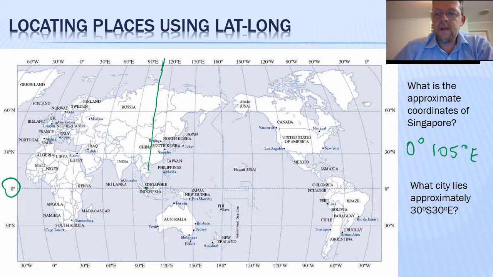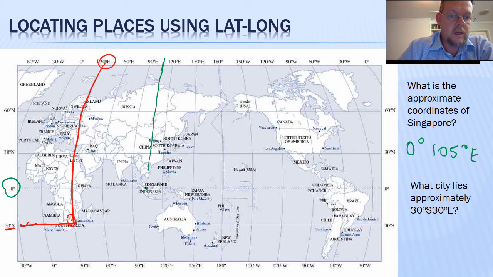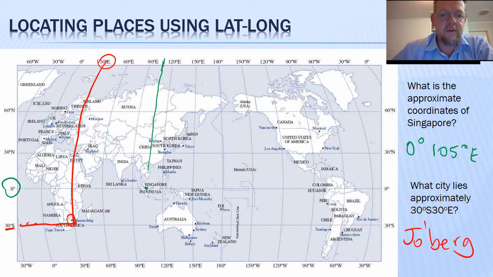Now, have a look at the next question. What city lies approximately 30 degrees south? So here's my 30 degrees south, and I need to follow this line along. And then 30 degrees east. So let's have a look at 30 degrees east. Here's 30 degrees. I need to find the intersection of these two lines. And it looks like it's a South African town of Johannesburg, often referred to as just Joburg.